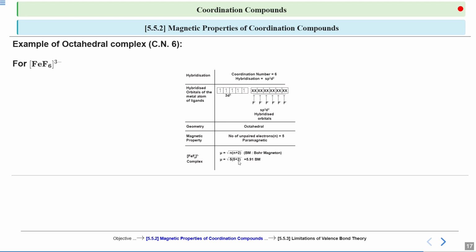5 plus 2 is 7. 7 times 5 is 35. That means under root 35 equals 5.91 Bohr magneton. Okay. So this is the value for the magnetic moment, and the magnetic property this complex is showing is paramagnetic due to the presence of 5 unpaired electrons in it, and they remain unpaired because of the presence of a weak field ligand, the fluoride ligand, which causes no pairing of electrons.